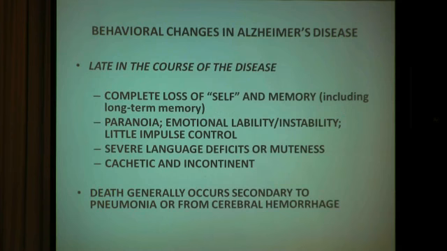Late in the course of the disease, the person's left hippocampus is basically gone, and the left hippocampus, you may recall, is the part of the brain that strings together the episodes of your life into an autobiography. So the person no longer knows who they are. It's not just that they don't know who you are, they don't know who they are.